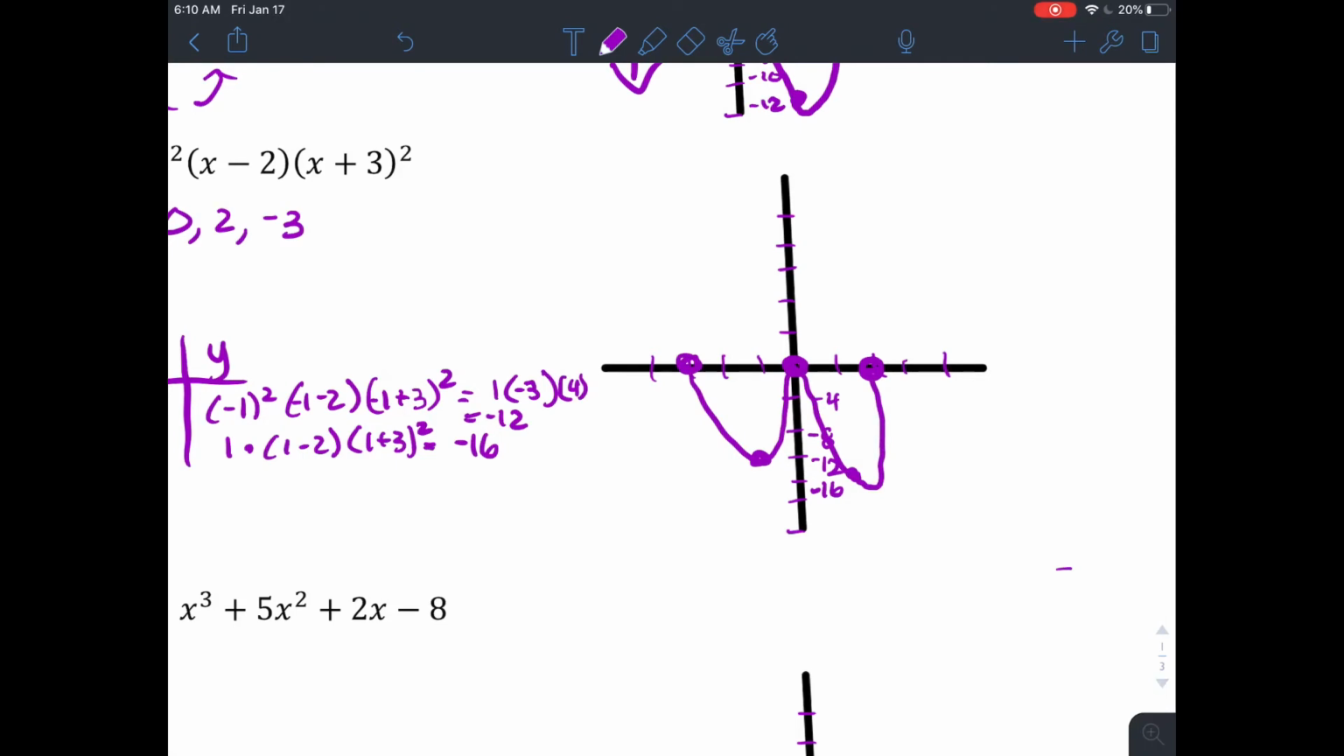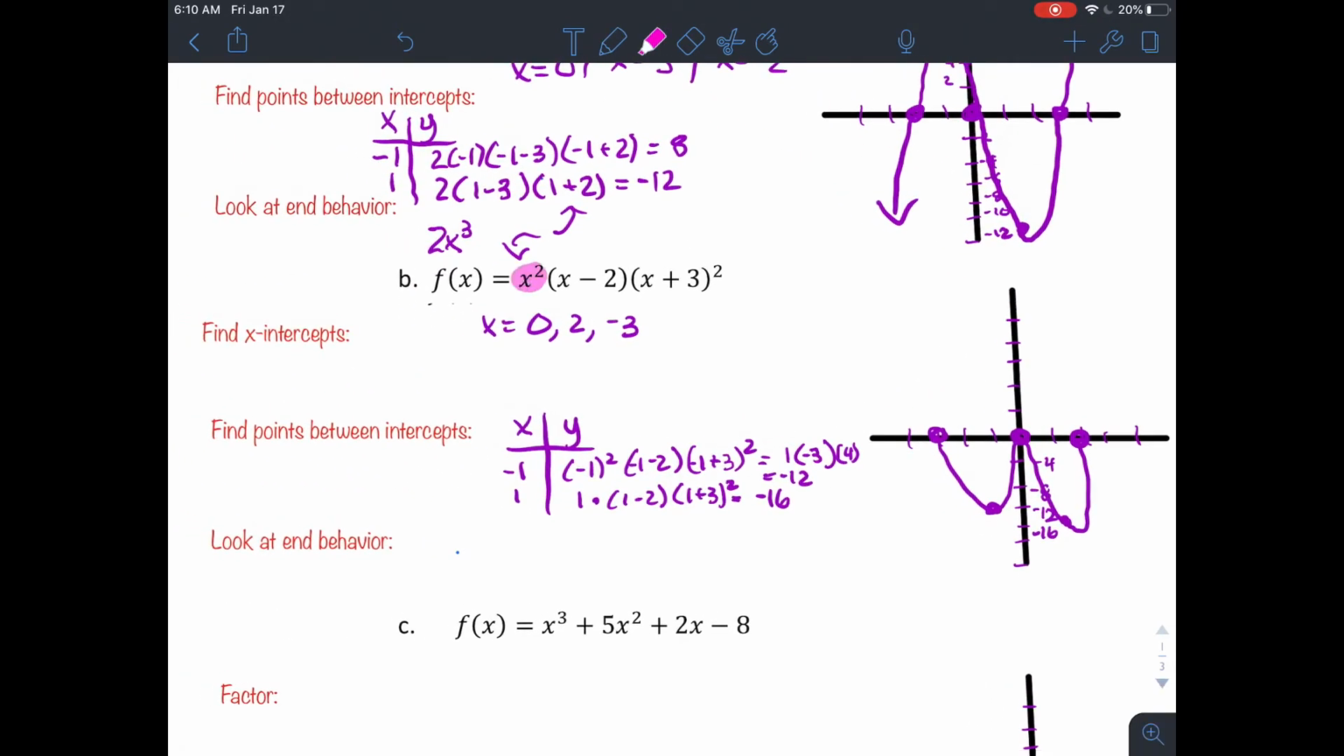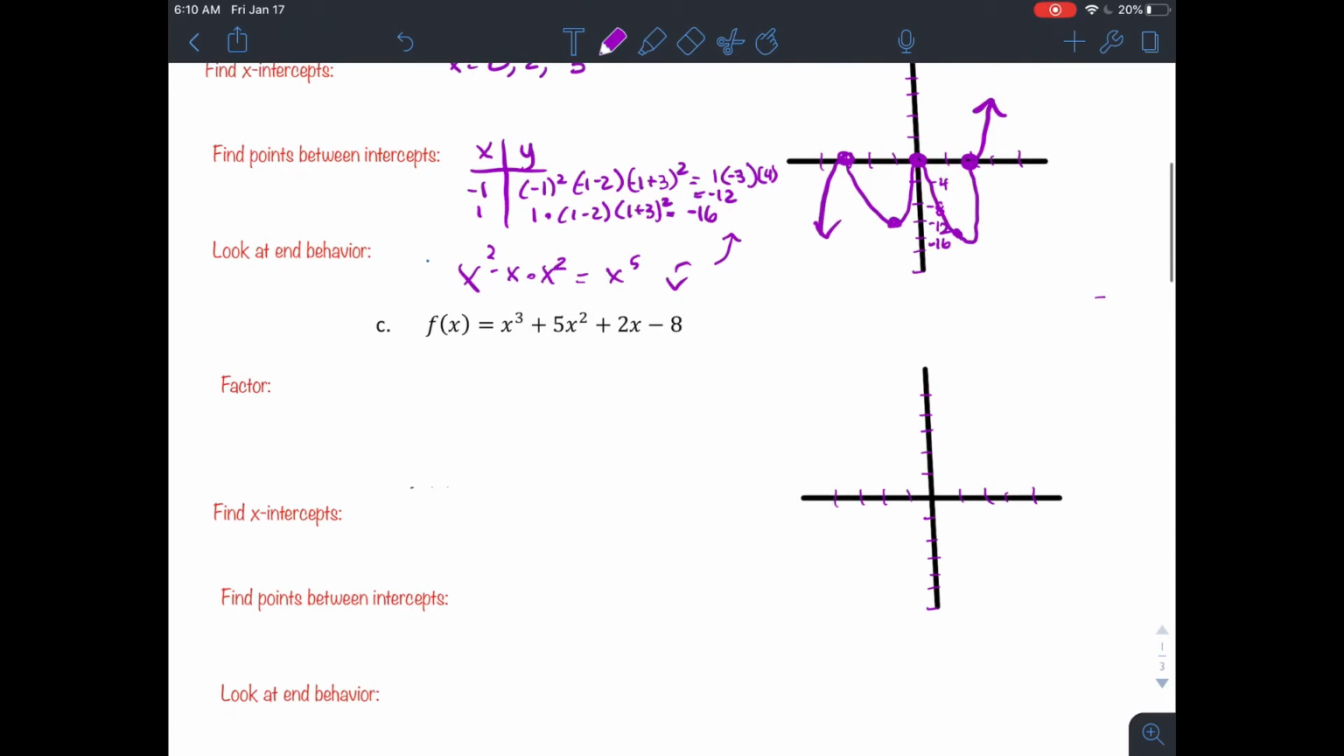There we go. Use your end behavior again, or plug in a point that's smaller than -3 and bigger than +2. That'd be x squared times x. That third factor of x plus 3 has a multiplicity of 2. So really, if I multiplied it out, it'd be x to the 5th overall. Odd degree, opposite directions, positive leading coefficient.